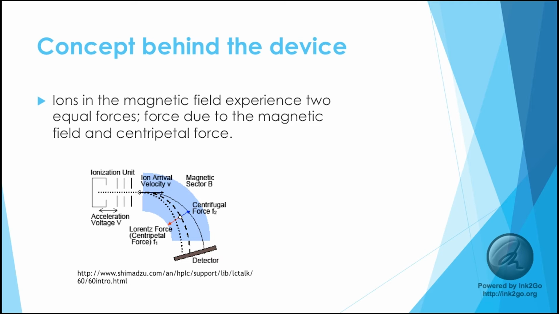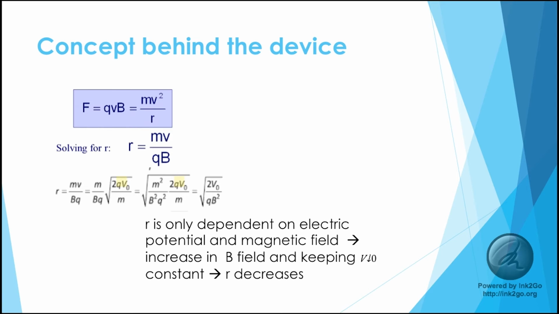As moving charges enter a magnetic field, the charge is deflected into a circular motion of a unique radius in a direction perpendicular to the applied magnetic field. Ions in the magnetic field experience two equal forces: the force due to the magnetic field as well as the centripetal force. By equating these two forces together, we get the following equation, qvB equals mv squared over r, where q is the charge of the ion, v is its velocity, B is the magnetic field, m is the mass of the ion, and r is the radius of the path taken.